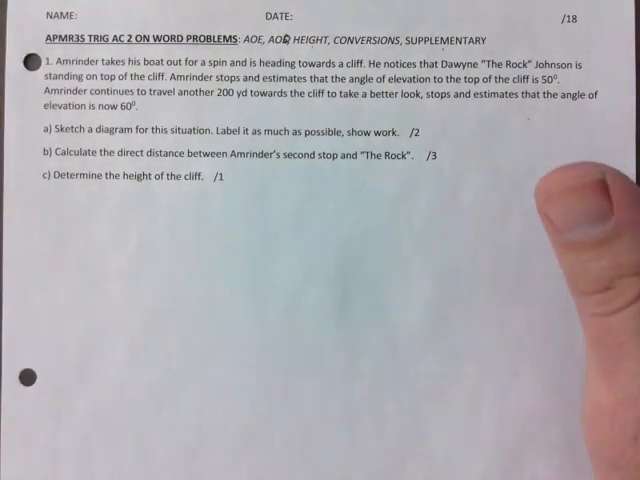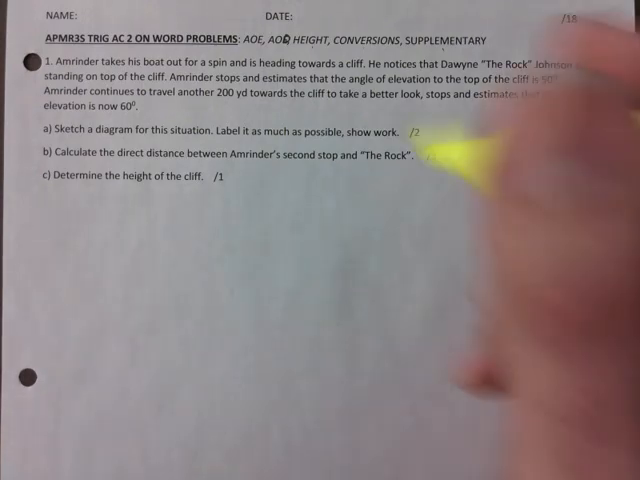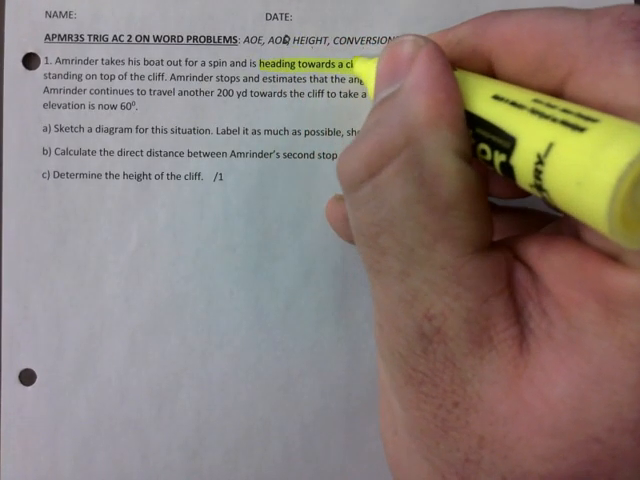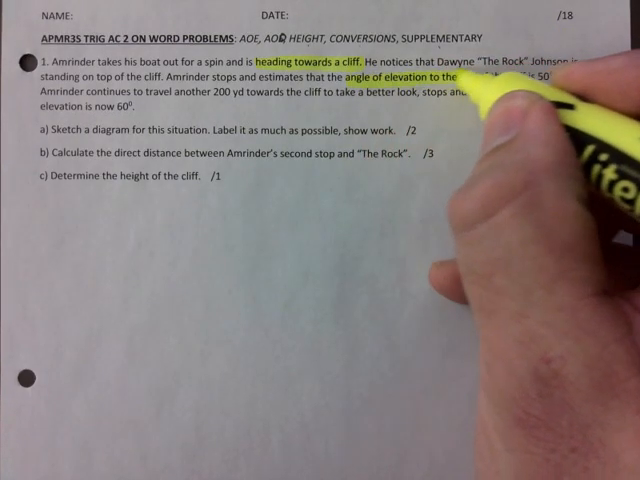So Amrinder takes his boat out for a spin. He's heading towards a cliff. Probably important to realize, right? You're heading towards a structure that goes up. He notices that Dwayne the Rock Johnson is standing at the top of the cliff. Amrinder stops and estimates that the angle of elevation to the top of the cliff is 50 degrees. That's important.